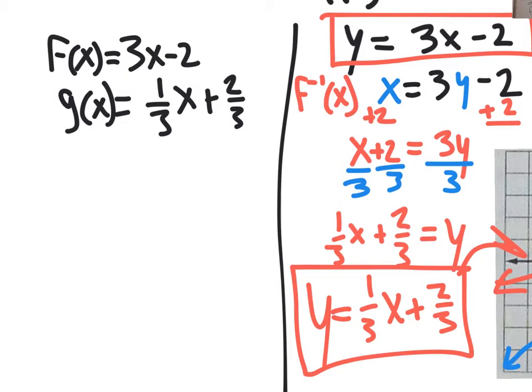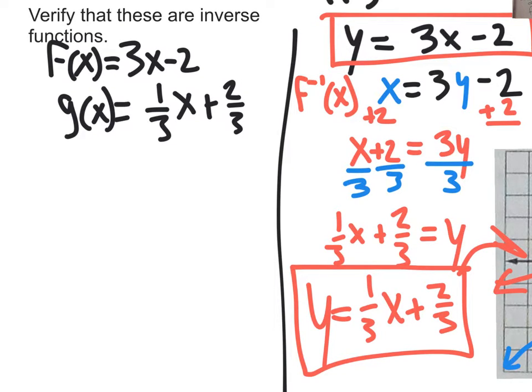Let's say I told you there's f of x, there's g of x, and they're asking us to verify that these are inverse functions. Now we already know that they're inverse functions because we found the inverse. But let's pretend we didn't know that and they want us to verify it. According to our notes, we need to verify that these are inverse functions by plugging one function into the other and making sure that everything is just equal to x. So the first thing to do would be f of g of x.